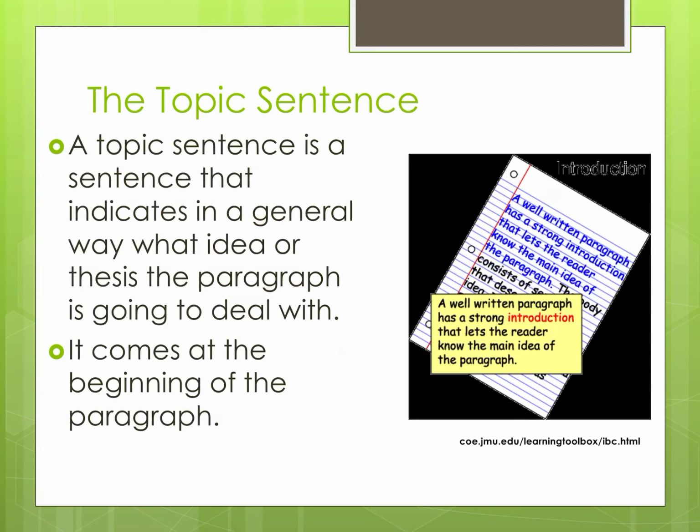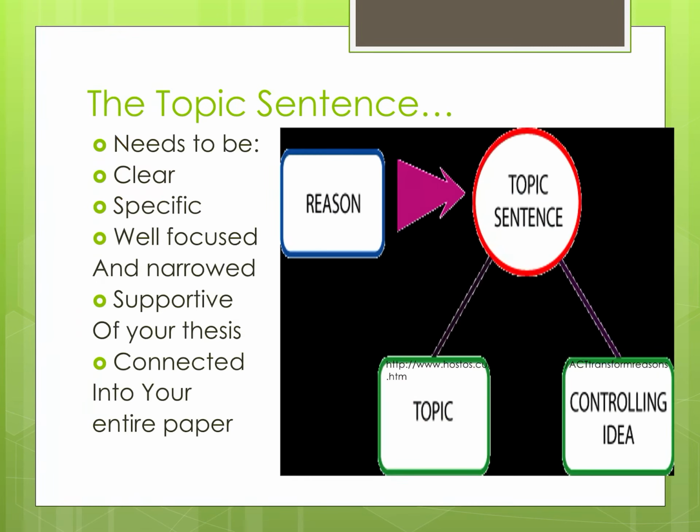So a topic sentence comes at the beginning of a paragraph and indicates what the paragraph is going to be, and you should have flow throughout the paragraph that flows from one idea to the next, proving that topic sentence, and the conclusion of the paragraph should be also on that same topic. Your topic sentence is clear, specific, well-focused, and narrowed. It directly supports your thesis. It's one of the reasons in your thesis. So it's connected into your entire paper.